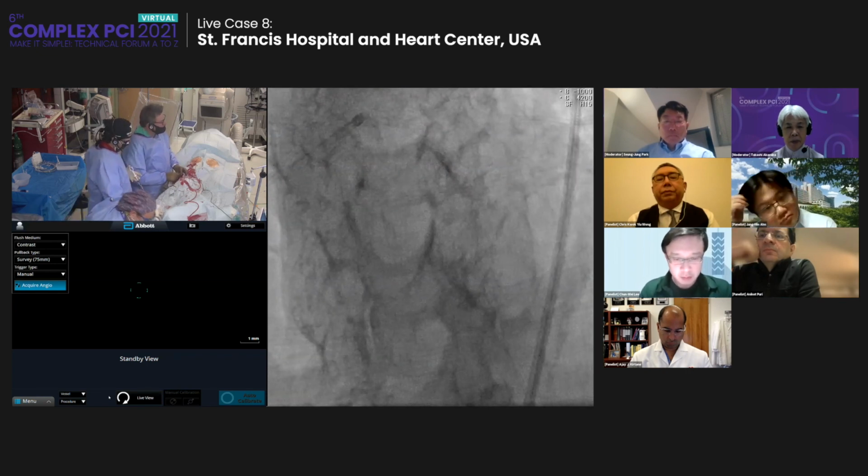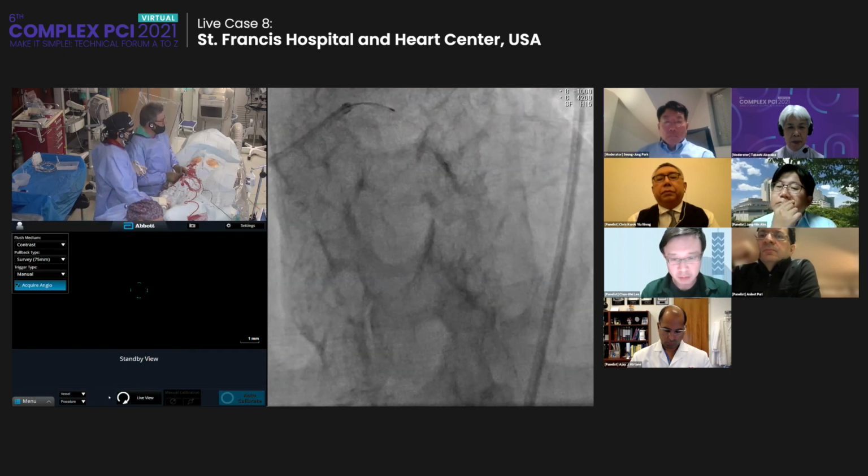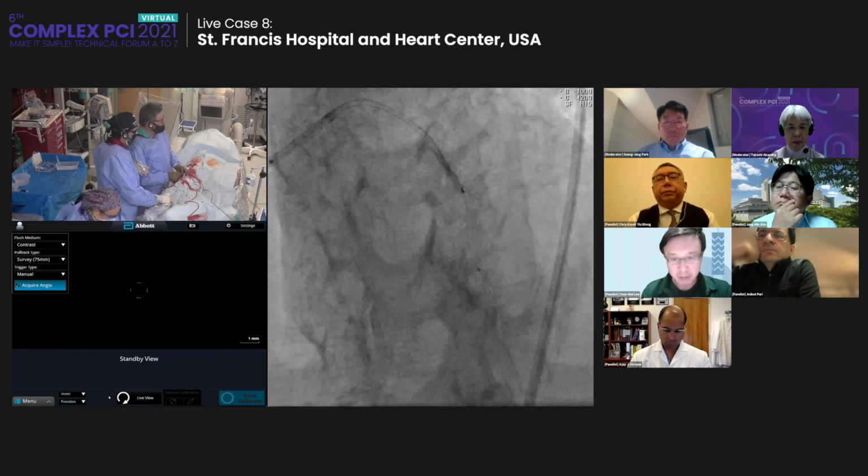And we actually use less contrast and less radiation than those who don't, because we're not taking as many angiographic pictures beforehand, since we know we're going to see a 360 picture of what we have.